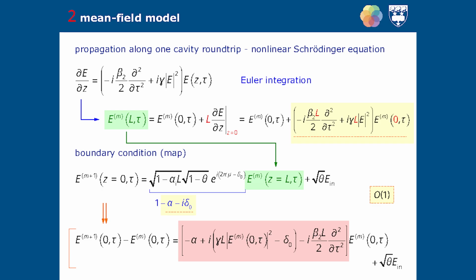And the result is that what we get at the end, we can see the loss here, alpha, we can see the detuning, and we can see the driving. That's coming from the boundary conditions. And then we have the nonlinearity and the dispersion. That's coming from the NLSE. But because we are only keeping this first order term, you can notice that in terms of what's coming from the NLSE, we get the very same terms as above, except they have been multiplied by the cavity length. So instead of beta 2 second derivative, we have beta 2 L second derivative.